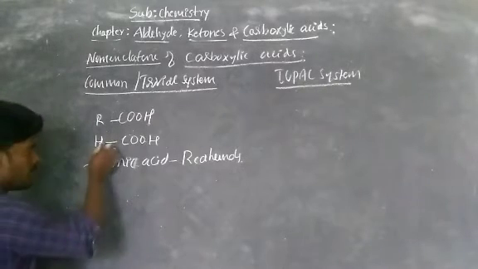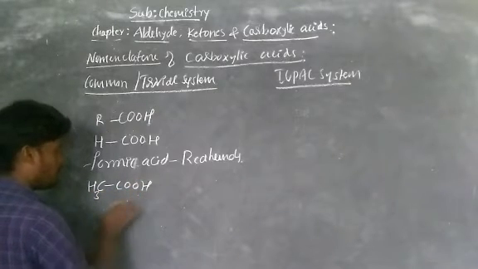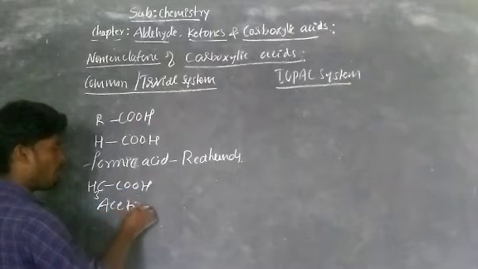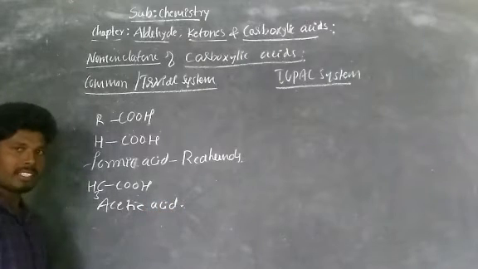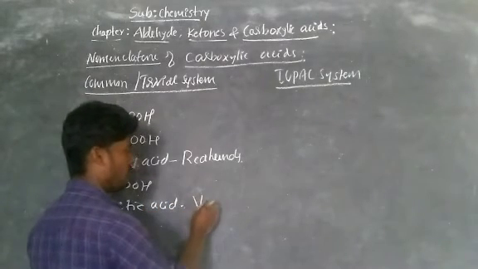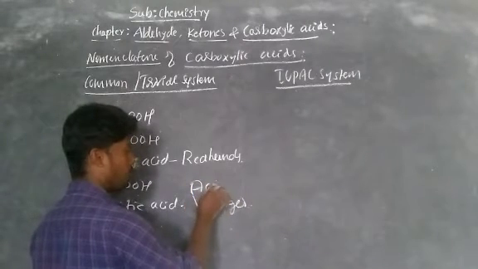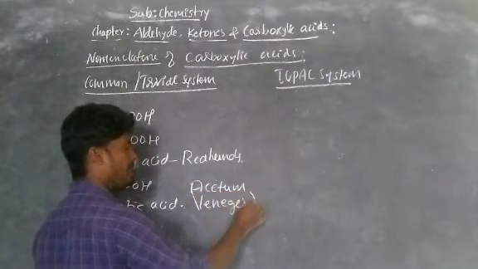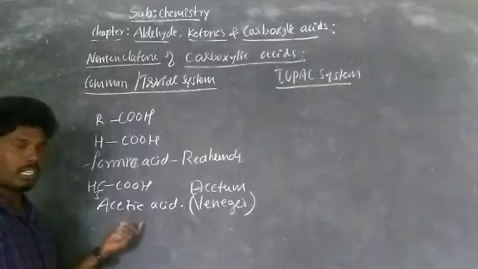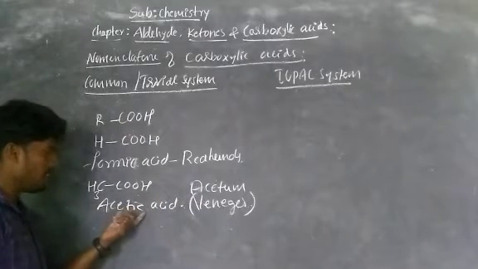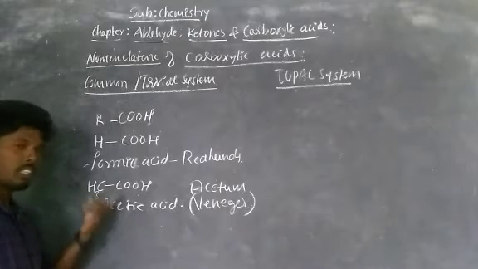Similarly, the second compound is CH3COOH. This is called acetic acid in the common name. This is obtained from acetum, meaning vinegar. From vinegar, the compound is obtained. In Latin it is called acetum, so the name acetic acid was given for this compound. Like that, we give the common names.